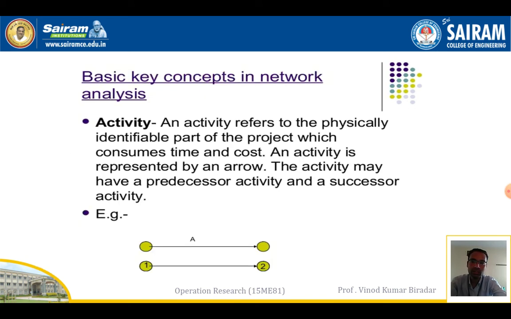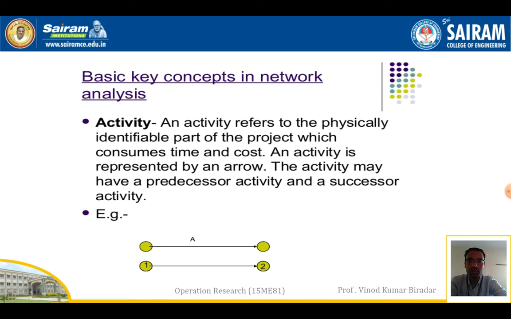These are some terms which will be useful for solving the problem. The first term is activity. Let me explain what we mean by activity. It refers to a physically identifiable part of the project which consumes time and cost. It is a physically identifiable part, which has both time and cost.